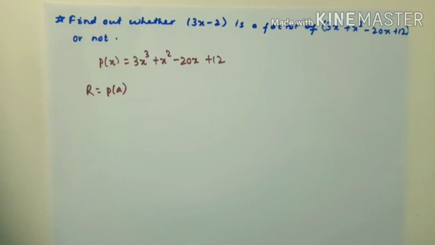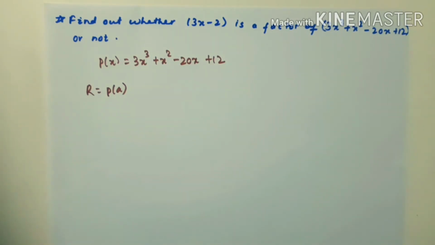Now let's see this question. Find out whether 3x minus 2 is a factor of 3x cubed plus x squared minus 20x plus 12 or not. You have to check whether it is a factor or not, and we know that it will become a factor only when the remainder comes 0. So you have to first find the remainder.